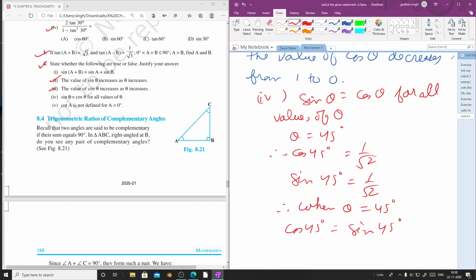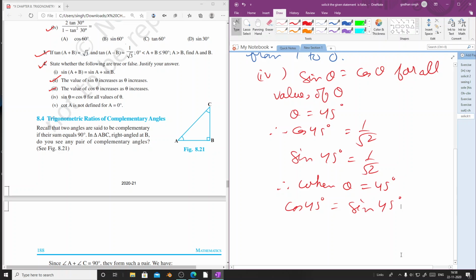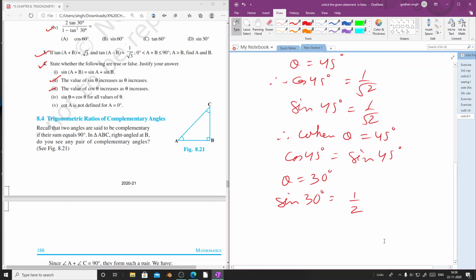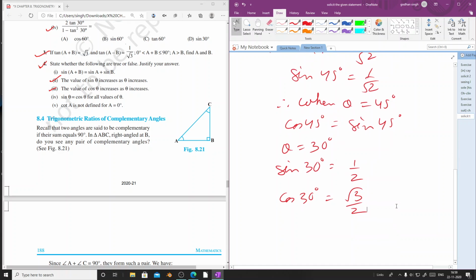So let us check for others. Let us take one more example. When theta equals 30 degree, sin 30 degree is 1 by 2, and cos 30 degree is root 3 by 2. And clearly sin 30 is not equal to cos 30. Therefore sin 30 degree is not equal to cos 30 degree.